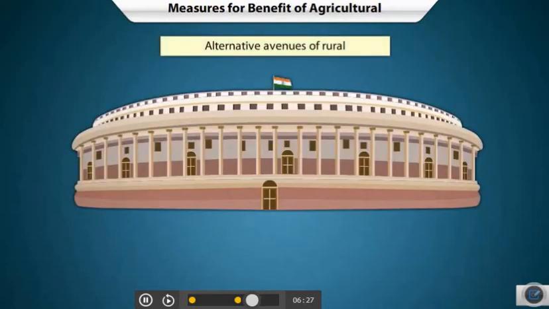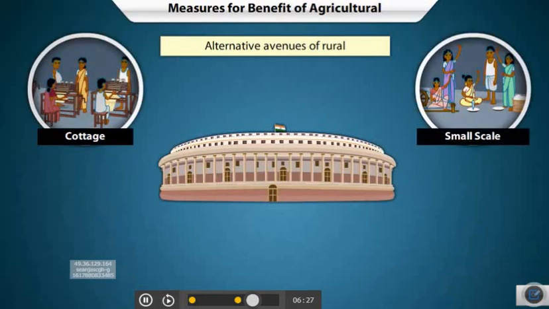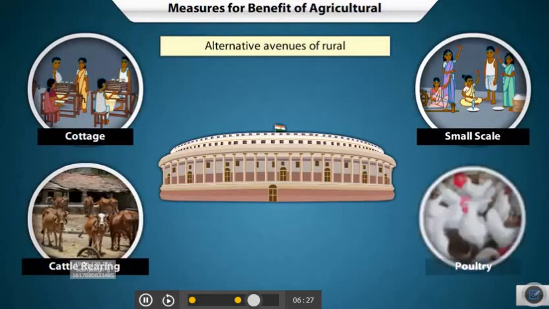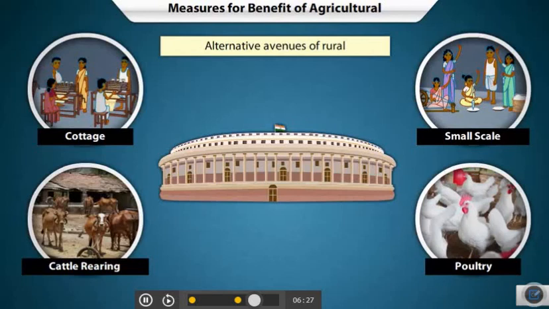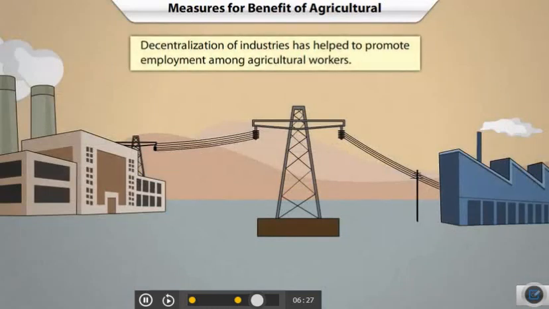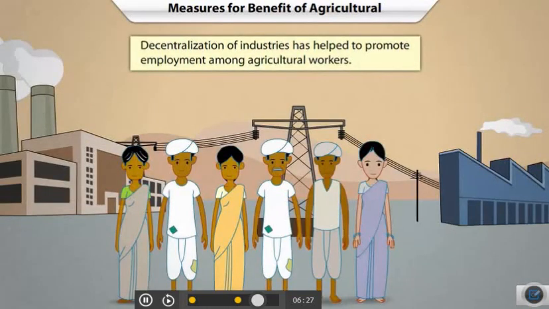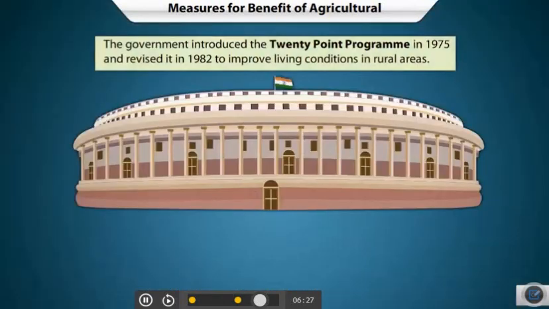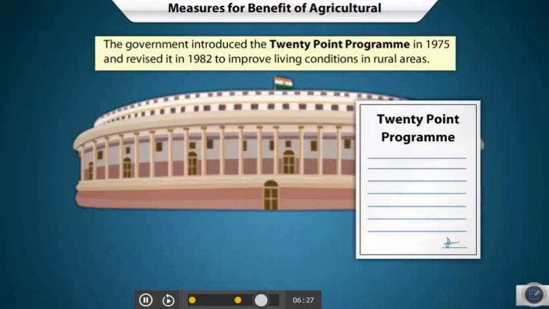The government also supports the growth of cottage and small-scale industries, cattle rearing and poultry industries in villages as they increase employment opportunities for agricultural laborers. Decentralization of industries has helped agricultural laborers in finding employment in sectors other than agriculture. The government also introduced the 20-point program in 1975 to uplift rural living conditions.